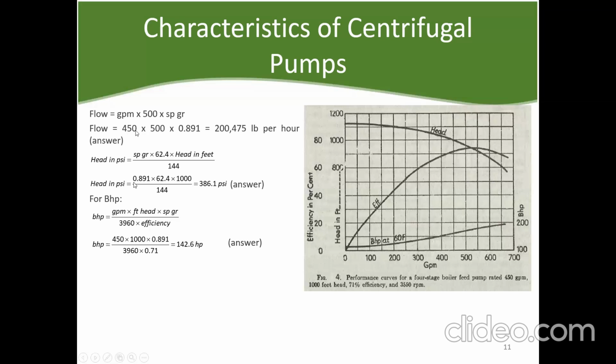So, the head in feet is ito. Specific gravity times the mass density, gamma QH. So, 0.891 times 62.4. So, this is the 36.1 PSI. So, this is your head. So, the brake horsepower is GPM times head times specific gravity divided by 3960 times efficiency: 450 times 1,000 times 0.891 over 3960 times 0.71 is 142.6 horsepower.